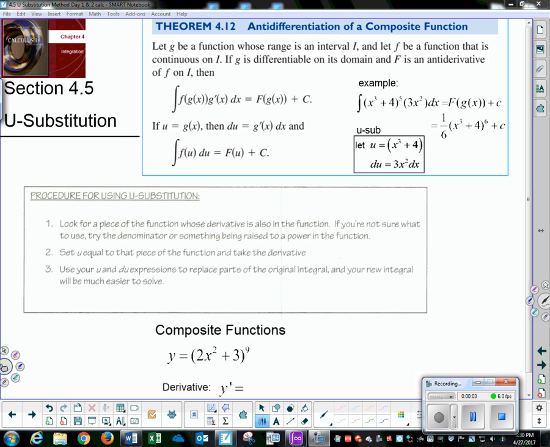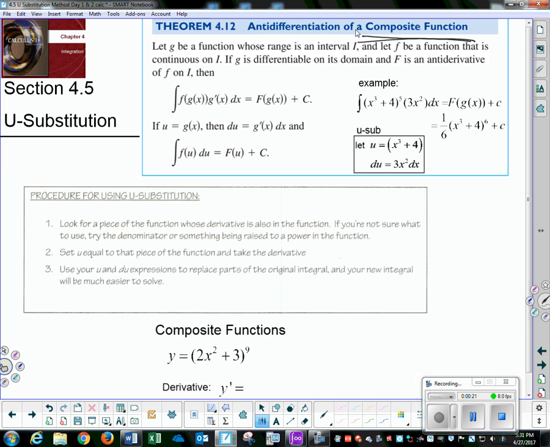Hello, Calculus. We are working on section 4.5. This would be the first day that we introduce the U substitution technique for finding integrals. And this technique will become very handy for dealing with functions that are composite functions.